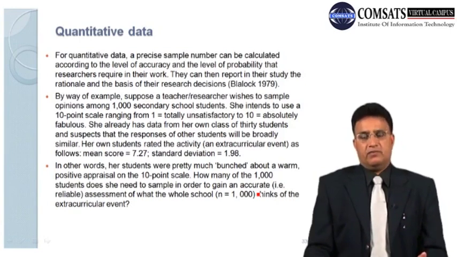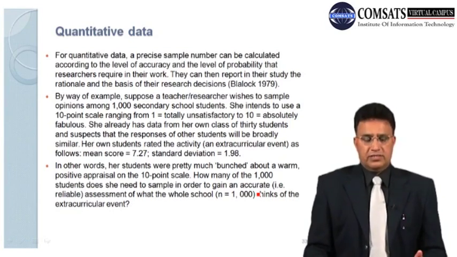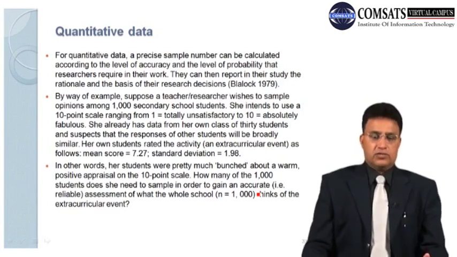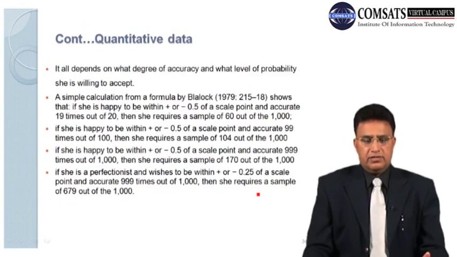How many of the 1,000 students does she need to sample in order to gain an accurate, reliable assessment of what the whole school, I mean n is equal to 1,000, thinks of the extracurricular event? It all depends on what degree of accuracy and what level of probability she is willing to accept.